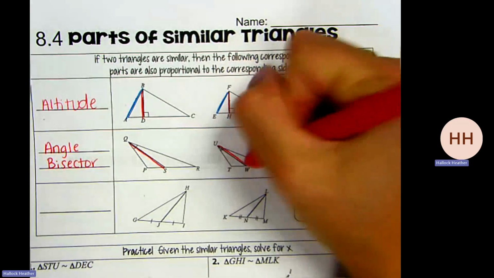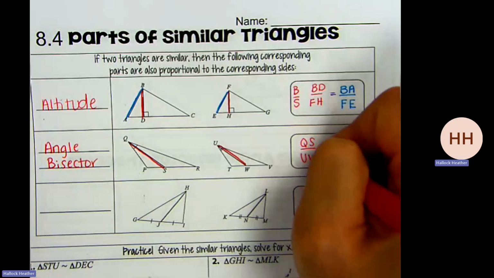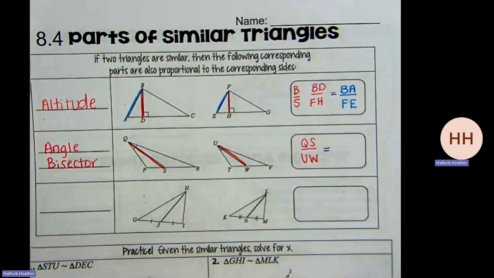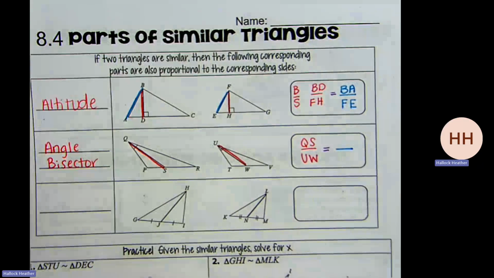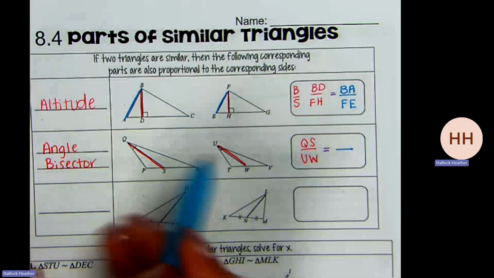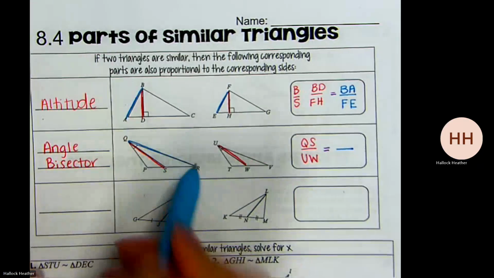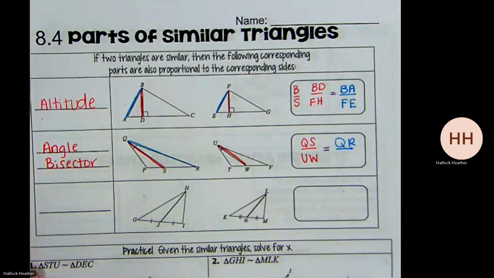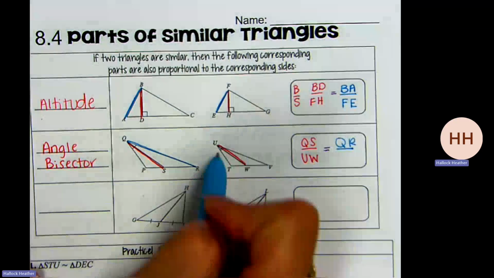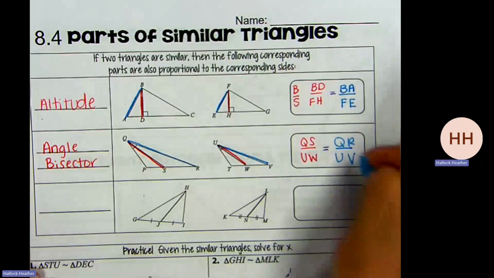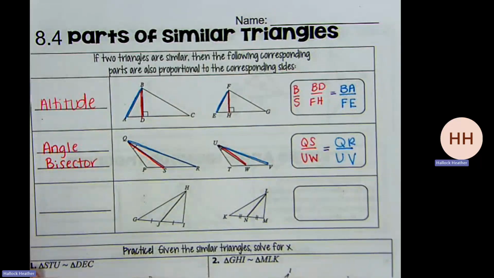UW, perfect. So I can say UW has to go on the bottom. And then I need my fraction for the other side, because this is where I would cross multiply. And then I say that I have, I don't know, QR. What would QR on the small triangle correspond with? UV. So they have to have matching pieces. So it's just like what we were doing before. It just looks a little different.